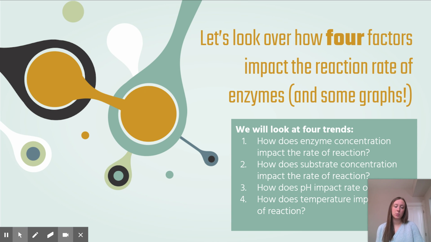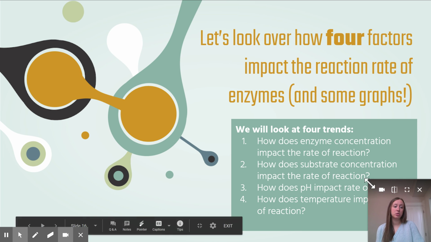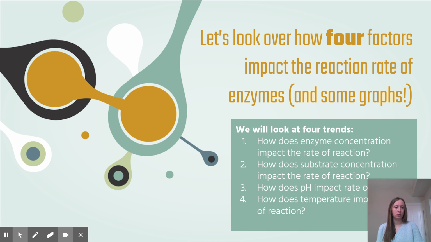So the four trends we're going to be looking at. First up, how does enzyme concentration impact the rate of a reaction? Second, how does substrate concentration impact the rate of reaction? How does pH impact rate of reaction? And lastly, how does temperature impact the rate of reaction? So just a couple reminders here.